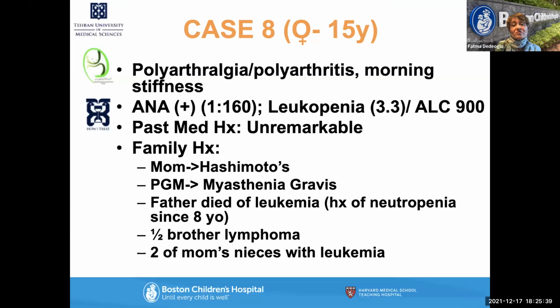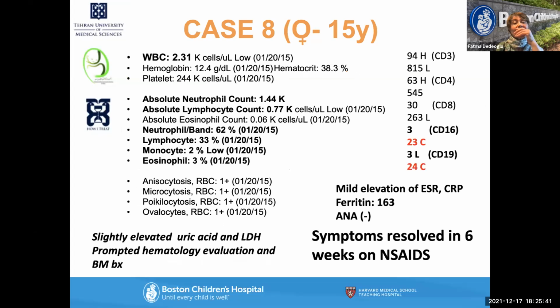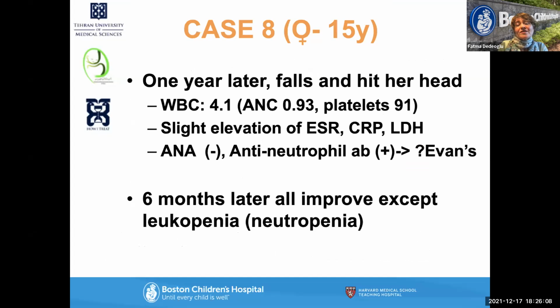But I saw her; she looked great, except that she had this low white cell count with lymphopenia, with autoimmune conditions in the family. I said, I need to watch this girl, but let's treat her arthritis. Maybe it's post-infectious, with some NSAIDs. And she really responded very quickly and did very well. She had some uric acid elevation and LDH, so hematology evaluated her and did a bone marrow biopsy at the time. Then 1 year later, she's doing okay.